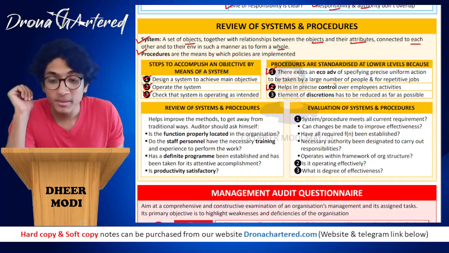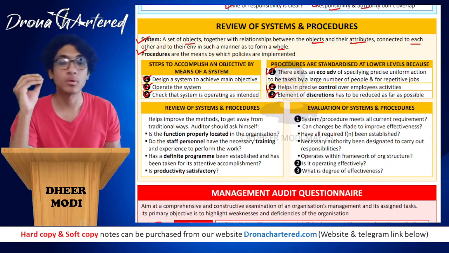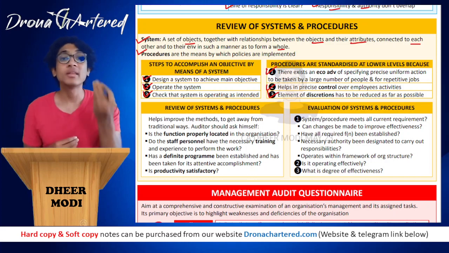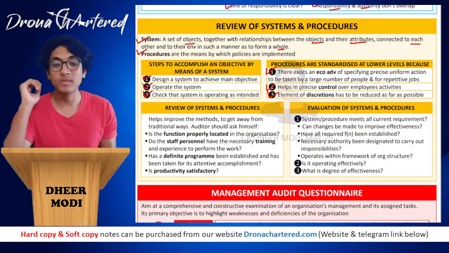Next, helps in precise control over employees' activities. And last is element of discretion has to be reduced as far as possible. What you mean by discretion is where they have to use their own judgment. So this element has been reduced if all of them has been defined.